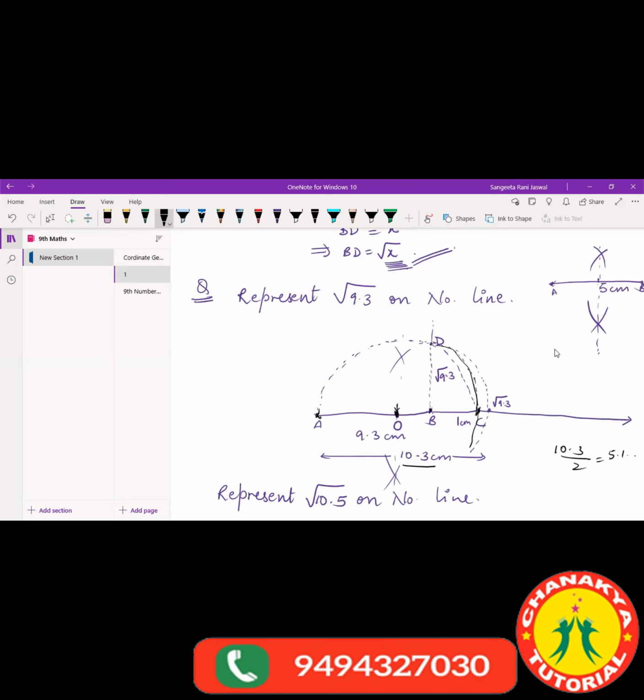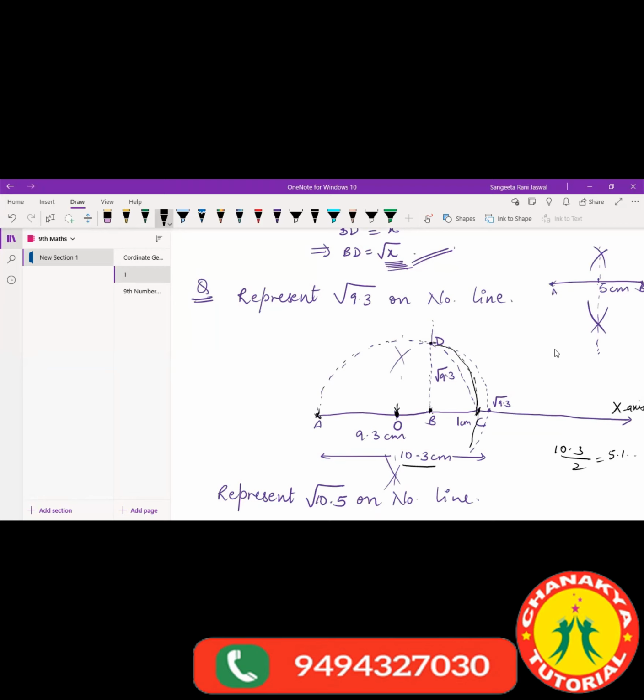Now with this point B, which you already have, extend a perpendicular from B. Make a perpendicular straight line which will cut the semicircle, and we name this point D. Yes, you have to take a perpendicular and mark point D wherever it cuts this semicircle. Now this distance from B to D is your root over 9.3. Now you don't want 9.3 in the perpendicular way. You want it on the x-axis.